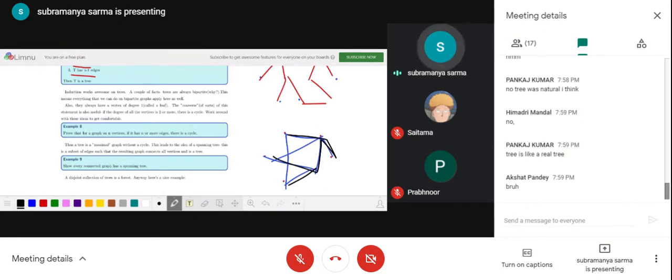If it has n vertices and n or more edges, there is at least one edge which is not there in the spanning tree already, because in the spanning tree there are only n minus 1 edges. So this means that since you're adding an edge to a tree, you will end up making a cycle, right? So I hope you all understood example 8.